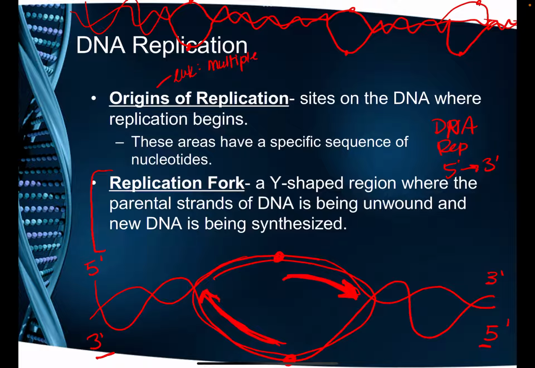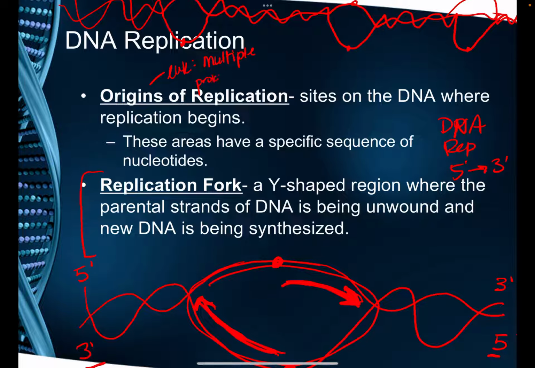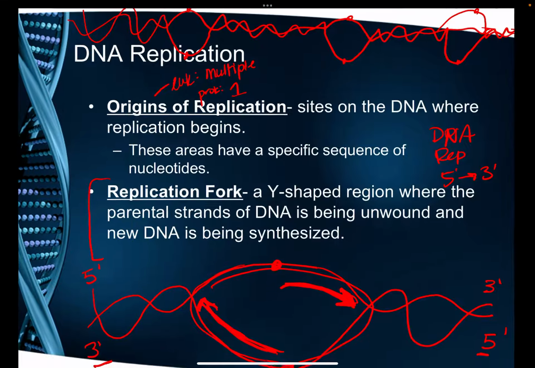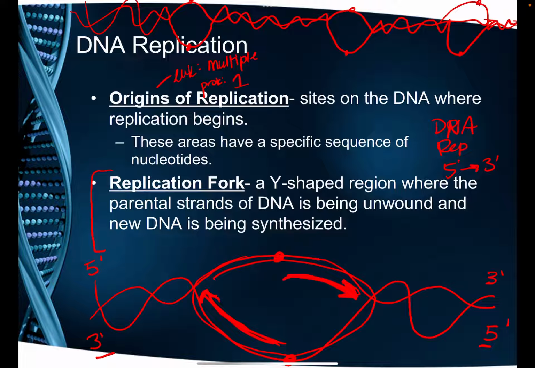Now, in prokaryotes, you're only going to have one origin of replication because the prokaryotic DNA is smaller and it copies itself faster in general. So there's only going to be one origin of replication site there. That's just a little bit different between prokaryotes and eukaryotes, okay?